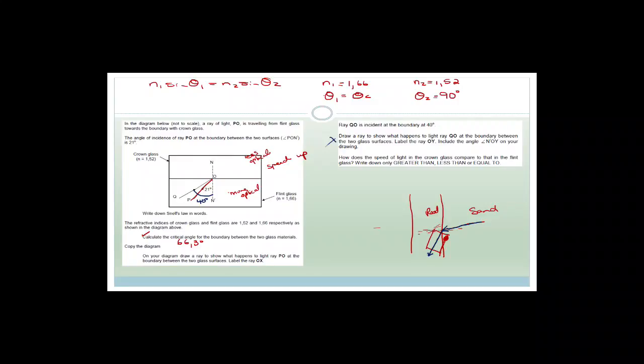So if it had to bend away from the normal, it would be something like that. Okay, and then that would be x. And then since this angle is 40 degrees and it's getting closer and closer to the critical angle, it's now going to bend even closer towards the 90 degrees, and that's going to be y. Okay, so include the angle NOY in your drawing. NOY, NOY. There you go.